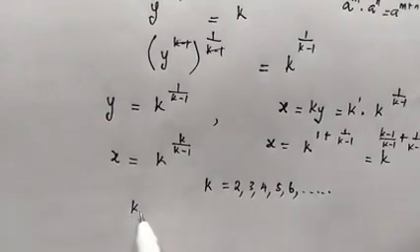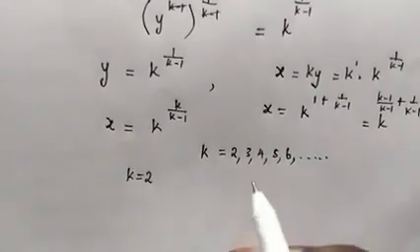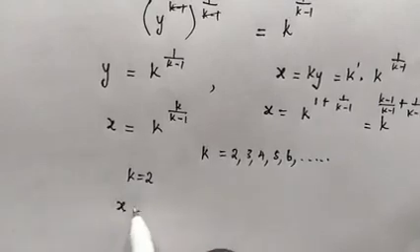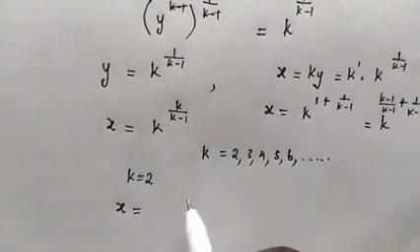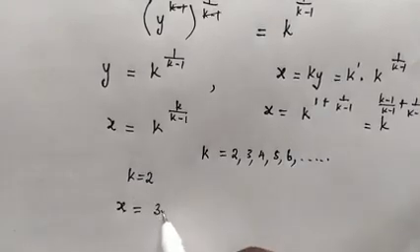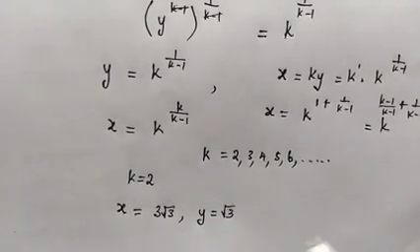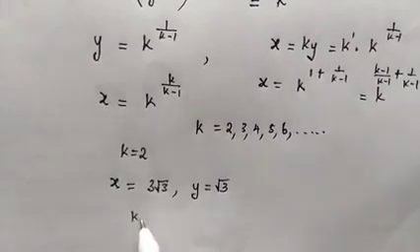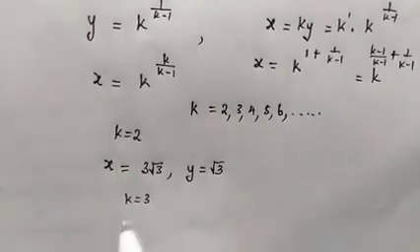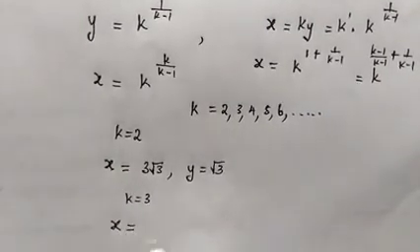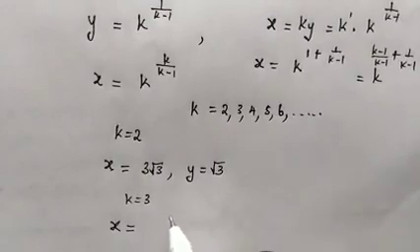Now we have some solutions. When k is equal to 2, we have the following solutions for x. x is equal to 3 root 3 and y is equal to root 3. Then we have another solution when k is equal to 3. These are some solutions, okay? So we have x is equal to, so that is when k is equal to 3, so x is equal to, that is, what do we have?